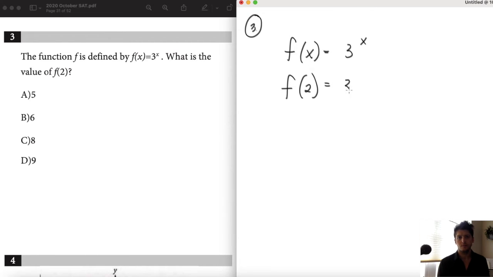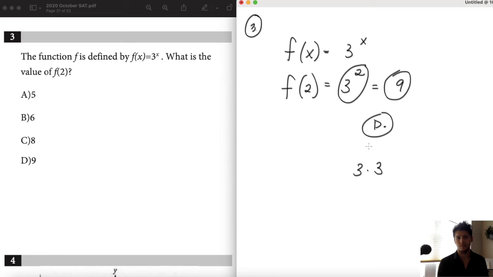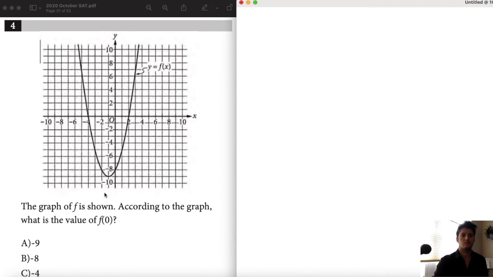So this problem is pretty straightforward. That 2 goes where x goes, and 3 squared is 9. So answer choice D is correct for number 3. So if you're confused about that, the big deal is that 3 squared just means 3 times itself. There's 2 3s. That's what we mean by 3 squared. 3 times 3.